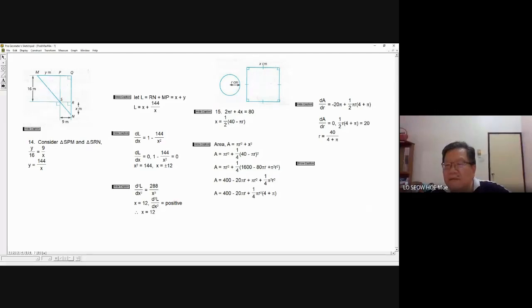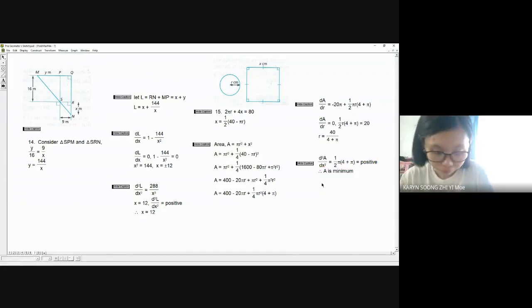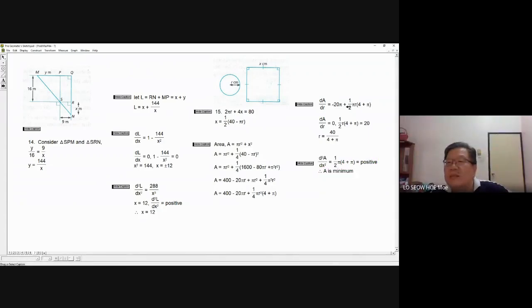Right. We are finishing already. So this value of R will give rise to a maximum or minimum value, we don't know. So we have to find d2A over dR squared. You differentiate one more time. This one becomes 0. You differentiate the R, it becomes 1. So you are left with this value only. And this value is a positive number. So therefore, A is minimum. That's all. No need to find the value of A. No need to find the value of R.